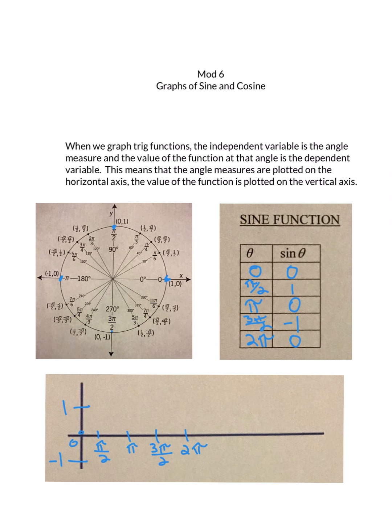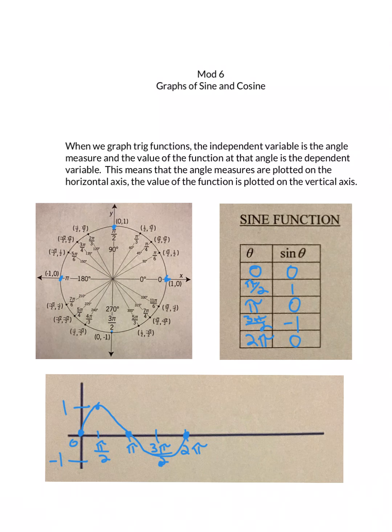When the angle was 0, the value was 0. At the angle pi over 2, the value is 1. At the angle pi, the value is back to 0. At 3 pi over 2, we're down at -1. And then at 2 pi, we are back to 0. So now, if we connect all these values, this is what the sine function looks like.